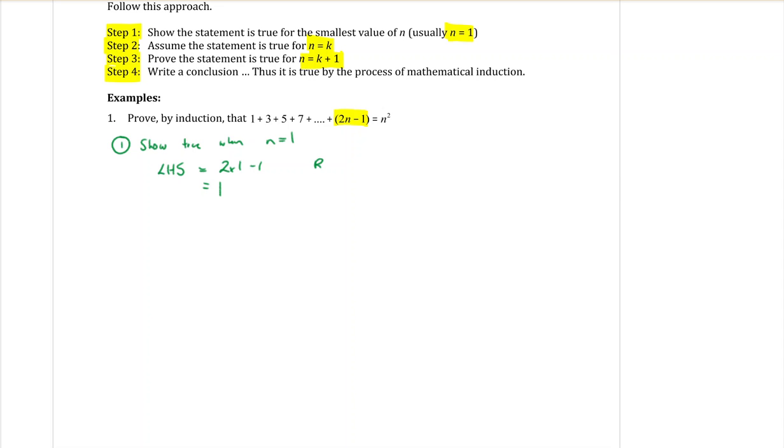Let's look at the right-hand side. That's equal to n squared. So if I'm subbing in 1 there, that's 1 squared, which is also equal to 1. Okay, so that's a good start. My left-hand side is equal to my right-hand side, and that means that it's true for n equals 1. Okay, step 1 done.